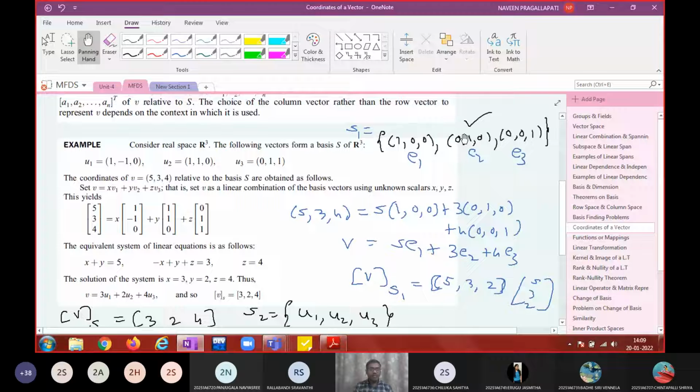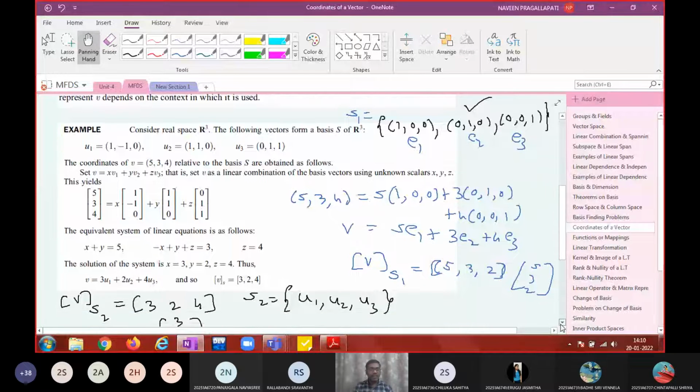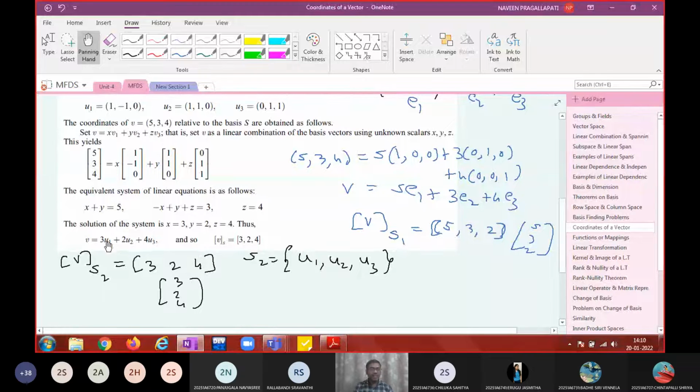So that coordinate vector will change from basis to basis. With respect to the standard basis, this is a coordinate vector, and when you change the basis, this is the coordinate vector. And how to find the coordinate vector relative to the given basis, I have shown here. When the given set of vectors are linearly independent and form a basis, and you want to express the coordinate vector of this vector relative to this basis, write this as a linear combination of the given vectors u1, u2, u3.